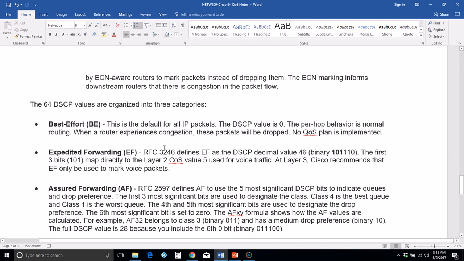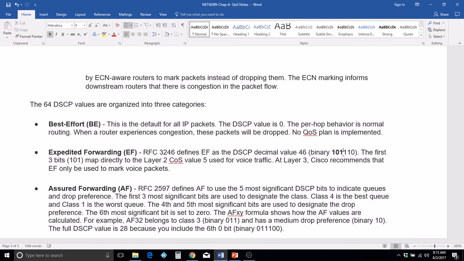But if the first 3 bits in those 6 bits of the differentiated services are 101, that means you are in expedited forwarding, and this is only used for voice. You go high priority, right? Cisco says if you see 101 on the first 3 bits of the DSCP, then it's expedited forwarding, and it goes to the highest priority. That's what it really means. Okay, you go to the top.